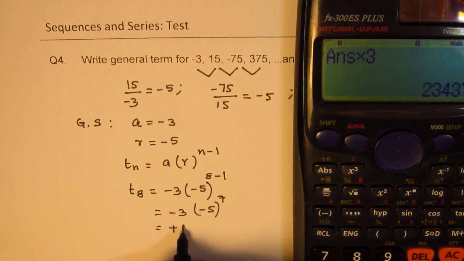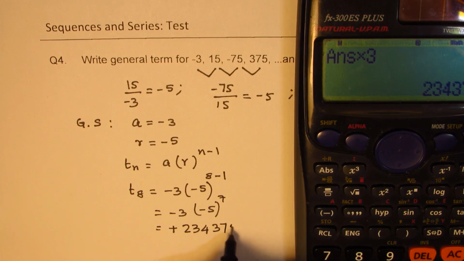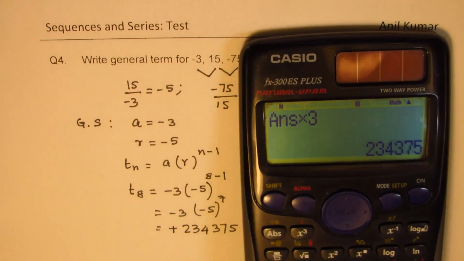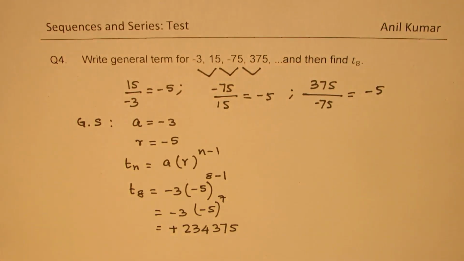So let's write this down. So we get 234375. Is that clear to you? Correct? So that is how we are going to get this solution. So I hope all the steps are absolutely clear, right? Let's move on and take the next question now.